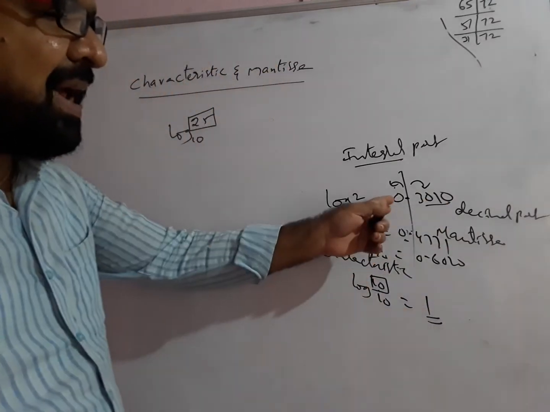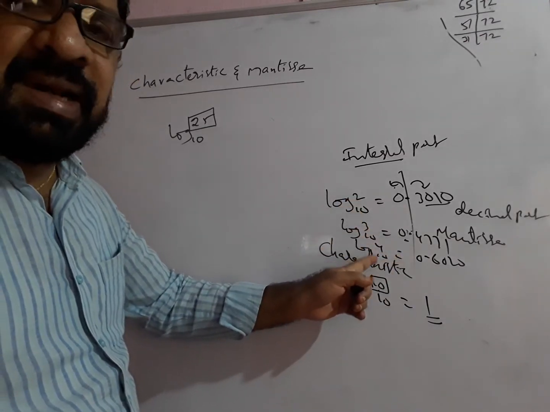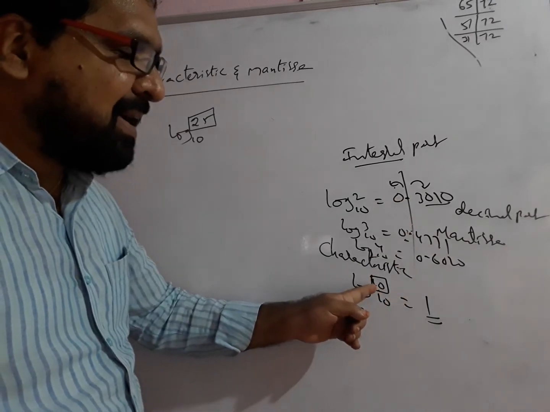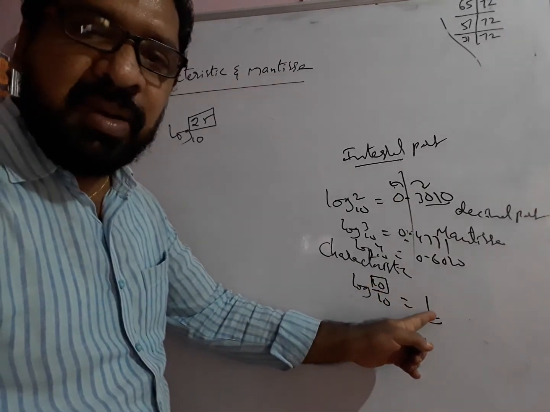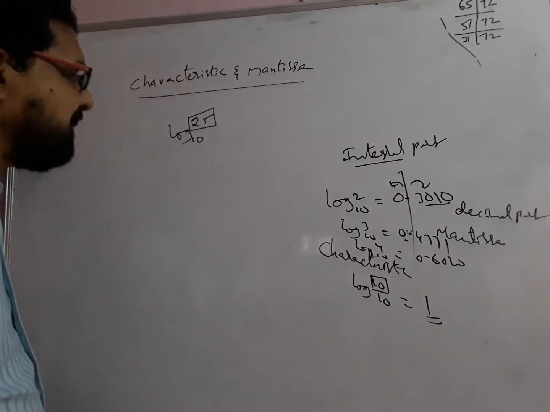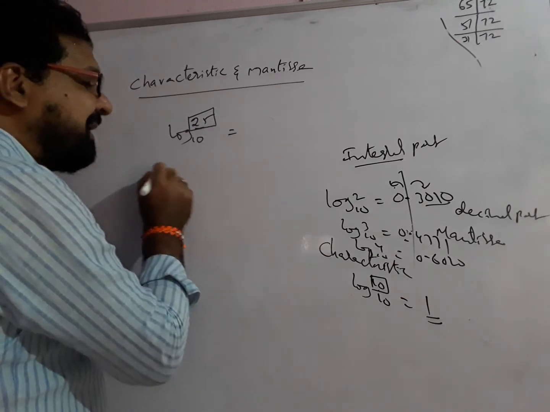See, here the characteristic is always a single digit number. Whenever we see a single digit number, the characteristic does not change, whereas for a double digit number the characteristic is going to change. Here it changes to 1 point something, like that.